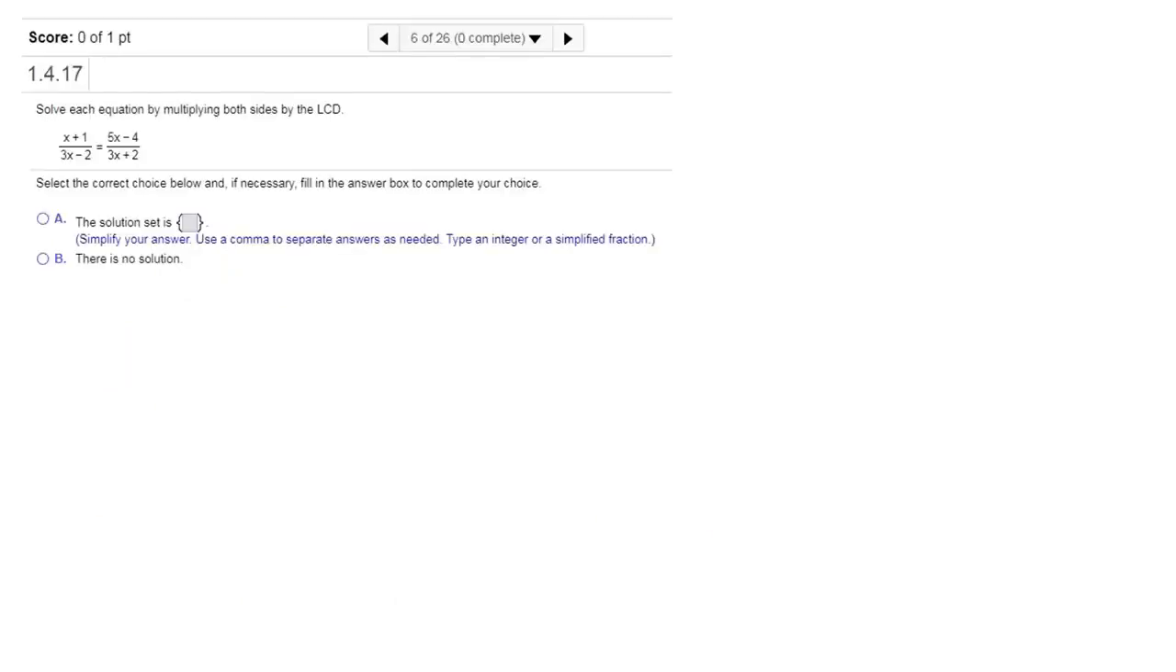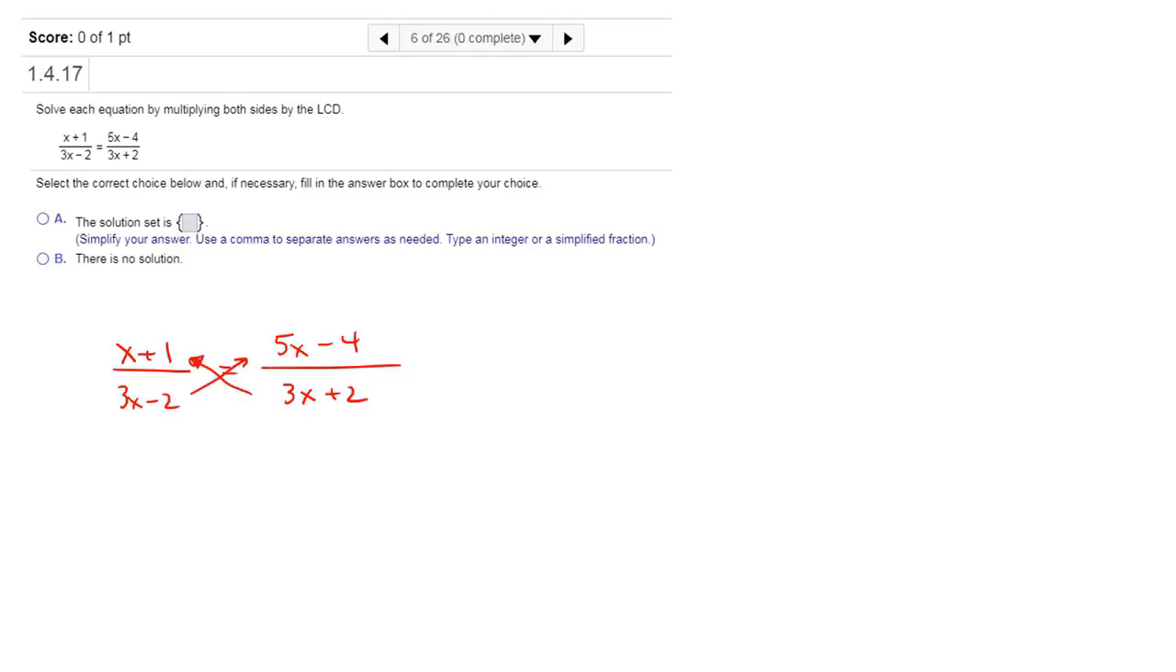Next one. This one is solve each equation by multiplying both sides by the LCD. So let me bring it over here to do the work. Alright, this one is the easy one. Notice there's no exponents over here anywhere. So we call this cross multiplication, the easiest way to start solving it. Let's cross multiply these two together.